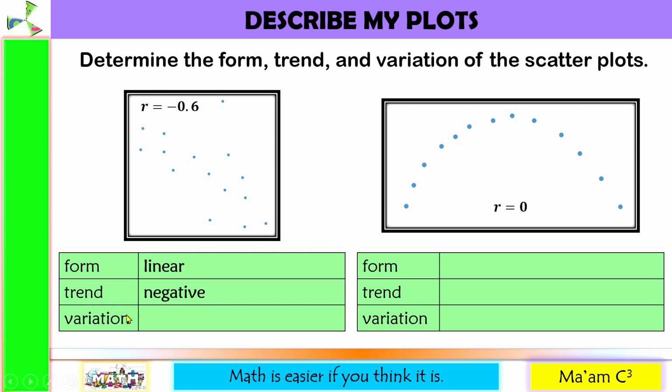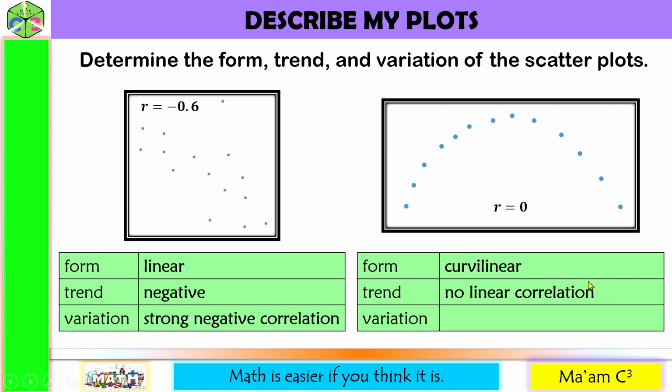For the variation as well as the trend, 0.6 is somewhere in between 0.5 and 1. So this is a strong negative correlation. For the second picture, obviously this is curvilinear. This is neither positive nor negative, so we do not have a trend, no linear correlation. For the variation, since we do not have linear correlation, but obviously we have a strong curvilinear correlation.